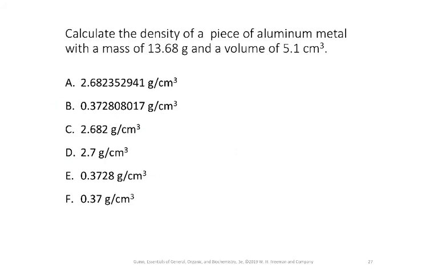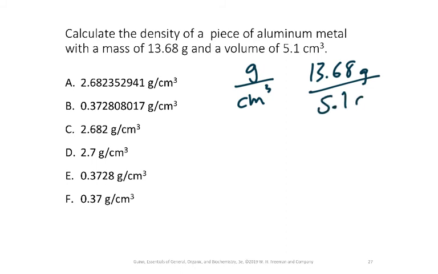Here's one. Here's a piece of aluminum with a mass of 13.68 grams and a volume of 5.1 cubic centimeters. What's the density? So go ahead and pause it and answer for yourself. Okay, so it's really testing two things, right? Are you going to set this up the right way, and are you going to take into account sig figs? So we want grams over cubic centimeters. So 13.68 divided by 5.1.